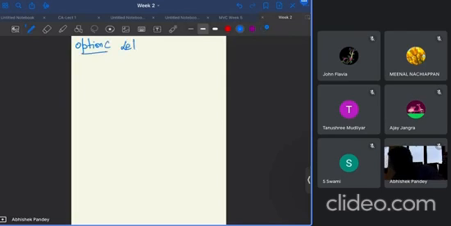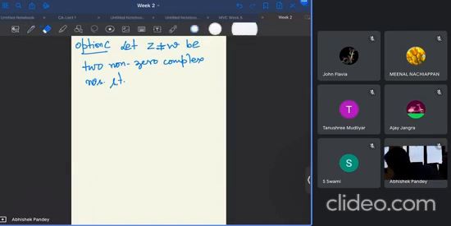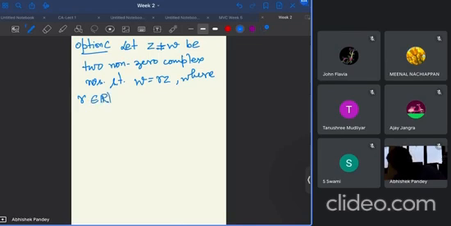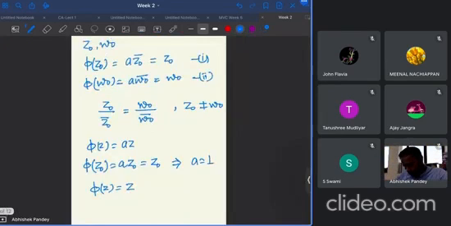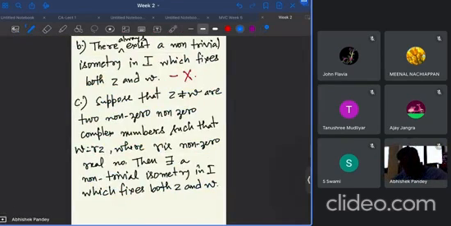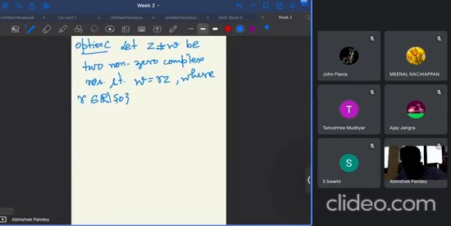let Z not equal to W be two non-zero complex numbers such that W is equal to rZ, where r is a non-zero real number.